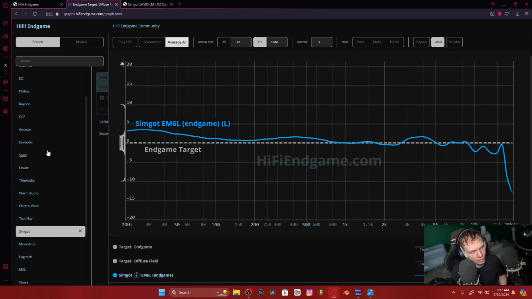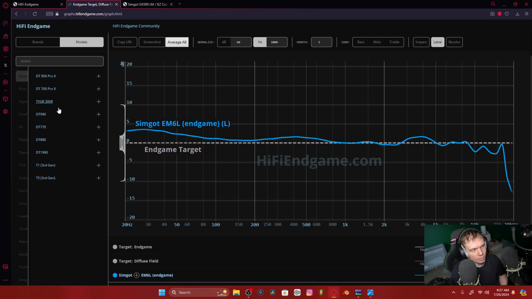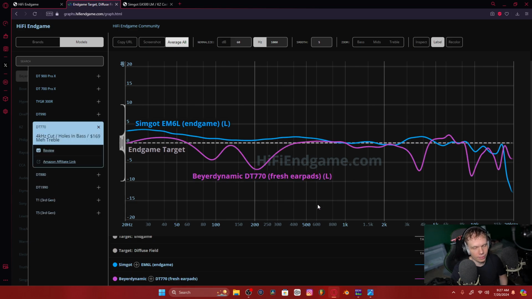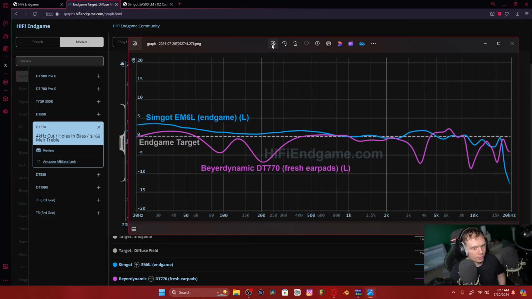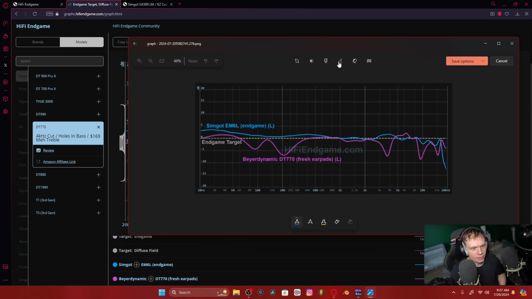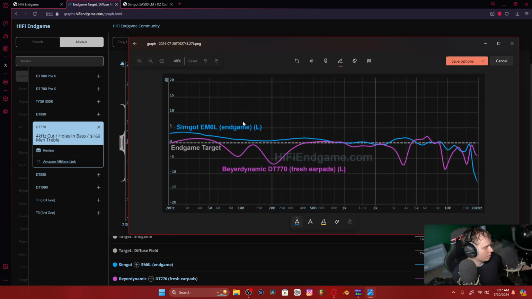Say, a lot of people use the Beyerdynamic DT770s. And we can see that those have a lot of peaks and dips. So we can see, okay, the SIMGOT EM6L, they're a lot flatter throughout the response.